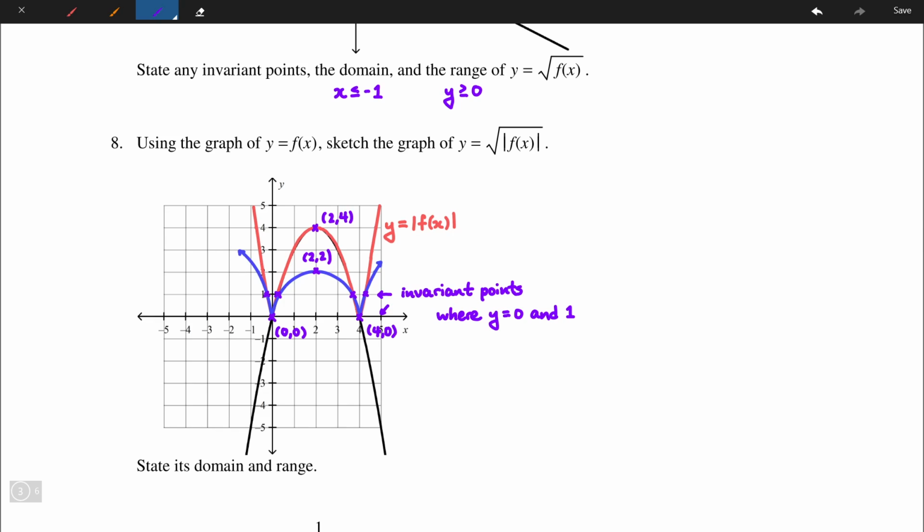Okay. So now the domain and range of the blue graph, the square root of the absolute value of f of x: the domain will be all real numbers, and the range is simply y greater than or equal to 0.